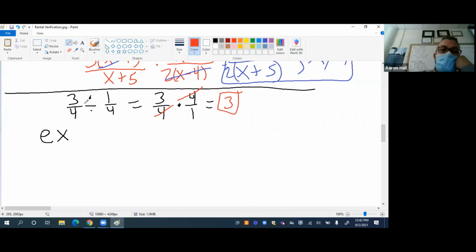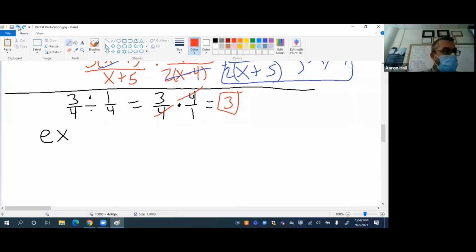So anyway, whenever we divide by fractions, here's a tip. Keep, change, flip. When we divide by fractions, here's a tip. Keep, change, flip. Nice, cool.